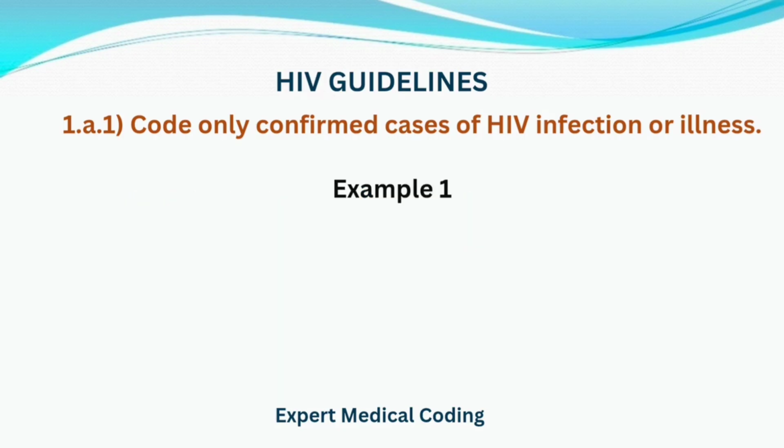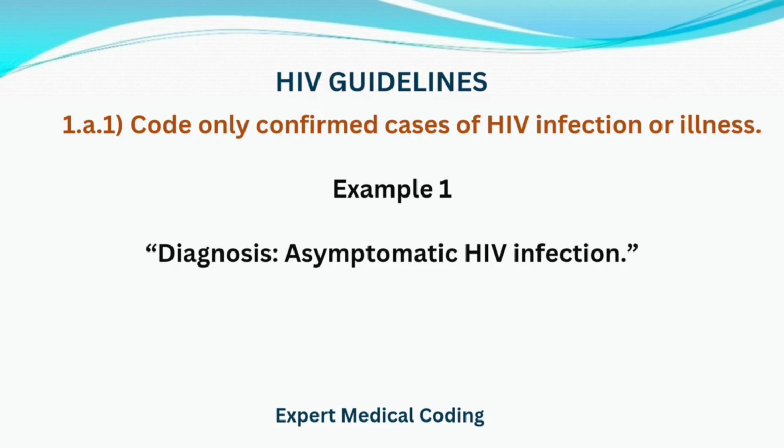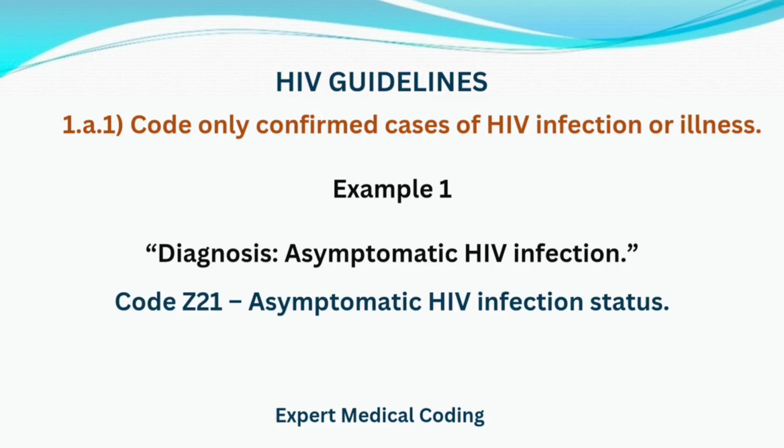Let's see an example now. The provider diagnosed the condition as asymptomatic HIV infection. So this is a confirmed case, so you can code Z21 asymptomatic HIV infection status. You do not need a lab report or a culture result to confirm this diagnosis. The provider's diagnostic statement is sufficient to code.